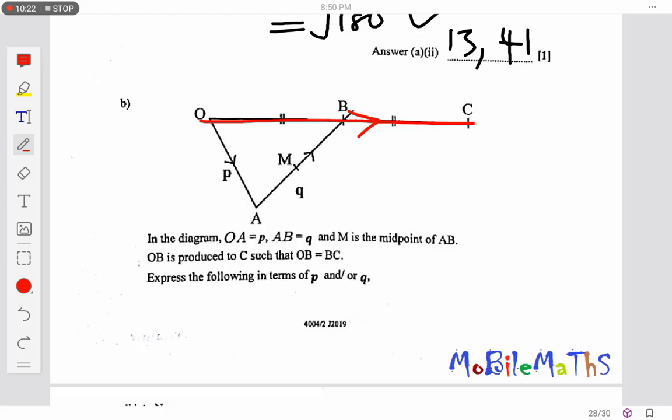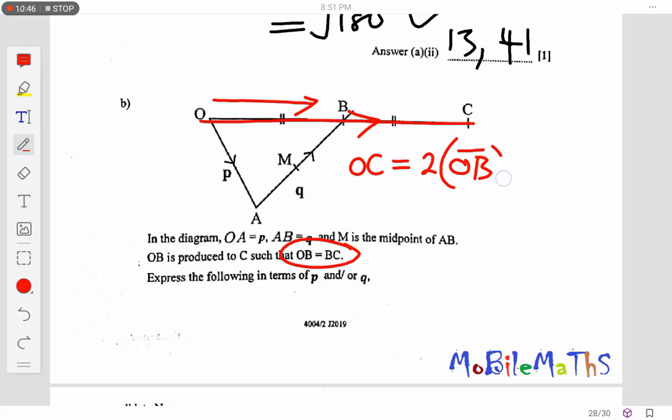For us to go to OC, I can use OB, this OB there, because we said OB is equal to BC. How do I get OB? So I'm saying OC is equal to 2 times OB.